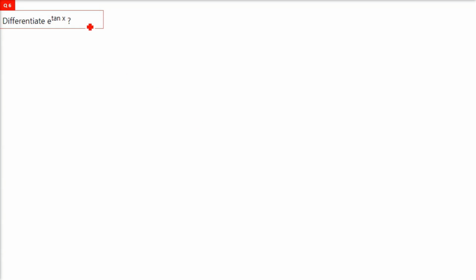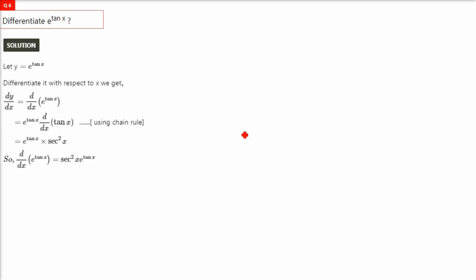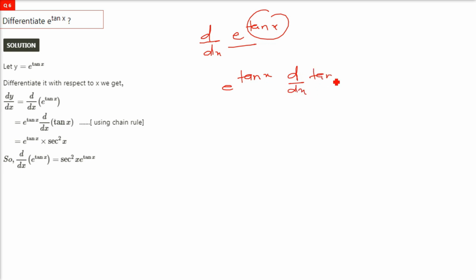Differentiate e to the power 10x. Same thing, because e to the power something, the differentiation will be the same thing, nothing will change. So d by dx of e to the power 10x, e to the power theta, whatever you call it, is the same thing, e to the power 10x. Then you have to differentiate 10x. d by dx of 10x is sec square x. So it is going to be sec square x and e to the power 10x.